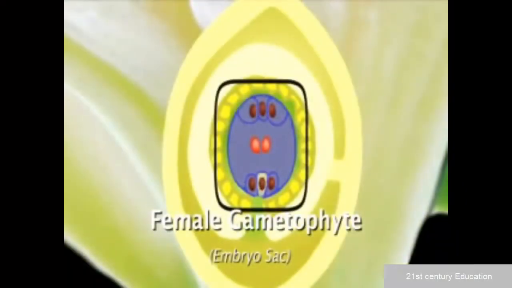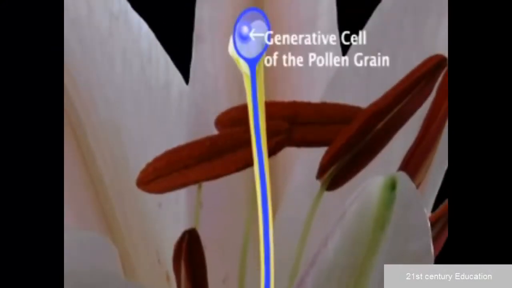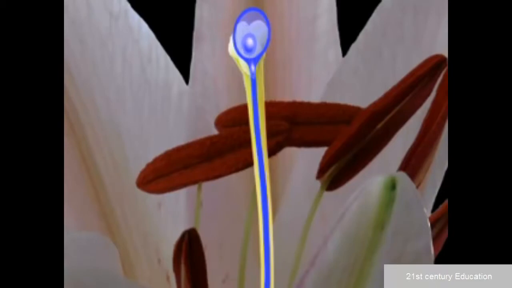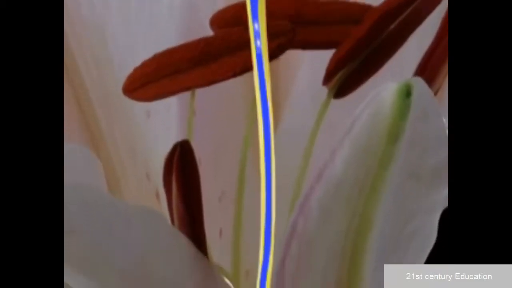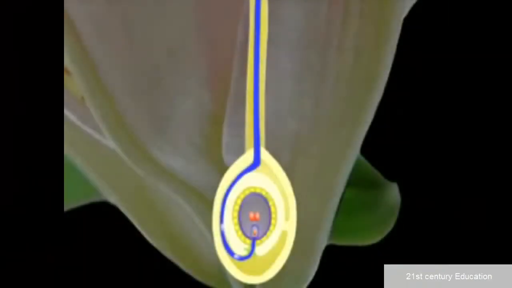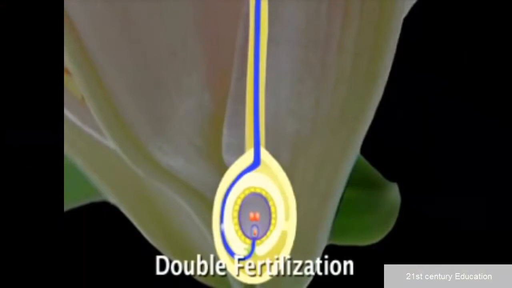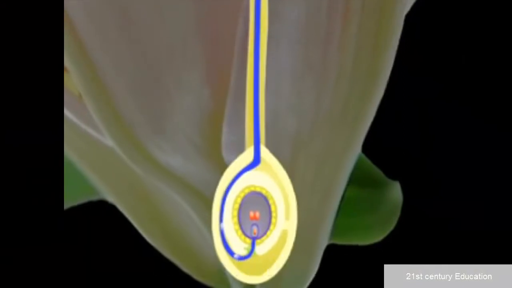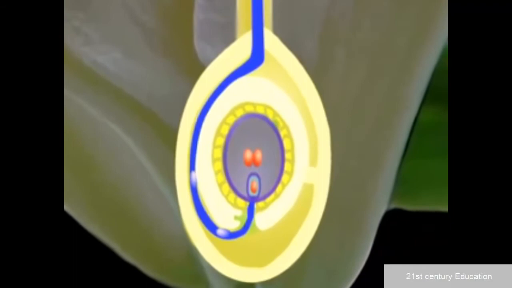located. Following the germination and descent of the pollen tube, the generative cell of the pollen grain undergoes mitosis and cell division to form two sperm cells, which travel down the pollen tube into the embryo sac. Then the process called double fertilization begins, that leads to the creation of a new seed.